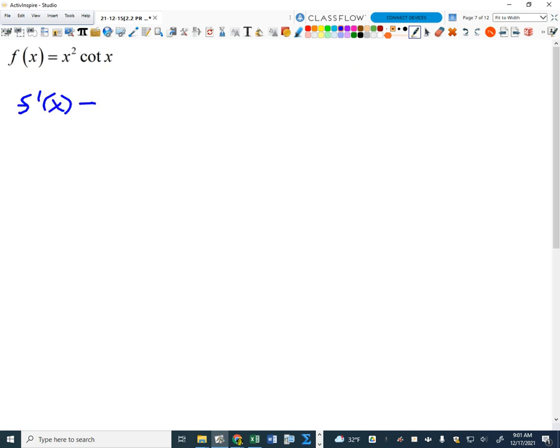Say that again. Product rules. Yeah, good. Product rules. So f prime of x would equal, what's that? How's that going to be? Almost. Negative cosecant squared x plus, okay, good. Cotangent x times 2x. And so how would we write that?